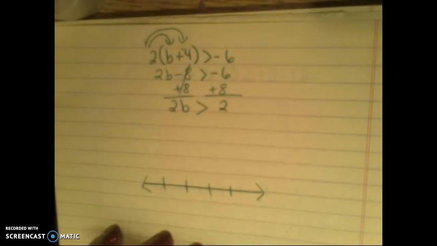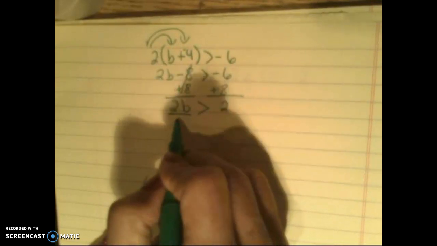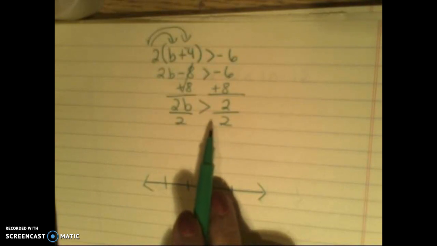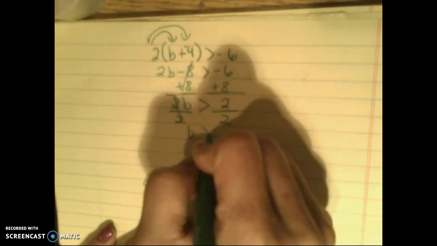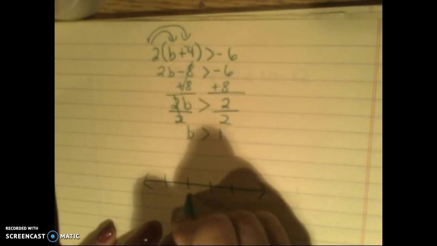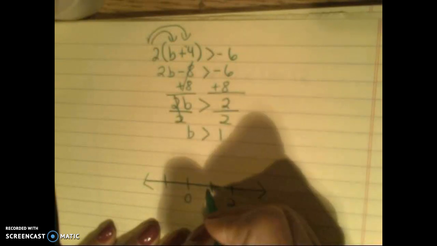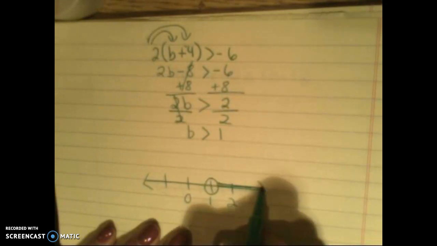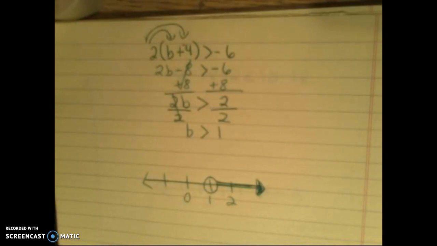Now I have a one-step equation. I'm still trying to isolate the variable and get the b by itself. So I'm going to divide by 2 on both sides. Since this is a positive 2 that I'm dividing by, I am not flipping the inequality. The inequality stays the same. So b, these cancel out, is greater than, and this is a positive 1. So we're going to do 0, 1, 2. And this is going to be an open circle because 1 is not included. And again, if it points this way, you graph this way. That's just kind of the easier way to remember these rules. Okay?